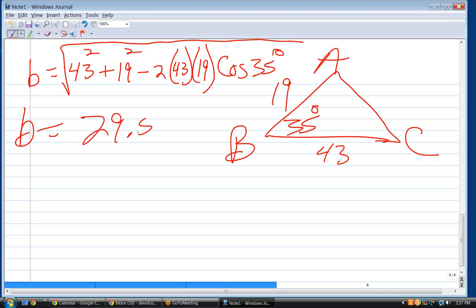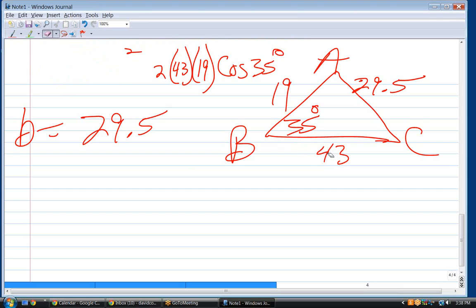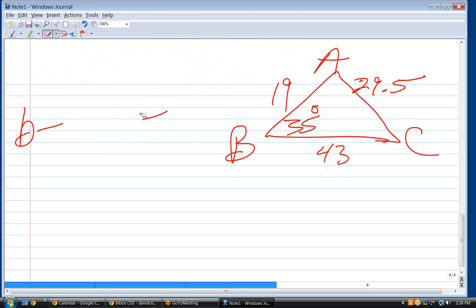29.5. That answer makes a lot more sense. Yeah. It doesn't have to be necessarily the smallest side because angle C could be smaller than 35 degrees. Okay, but it's definitely got to be smaller than 43. All right, so now how do we finish solving this triangle?